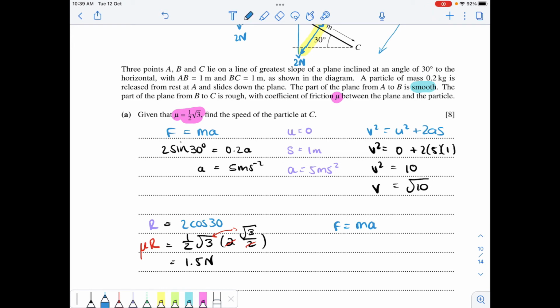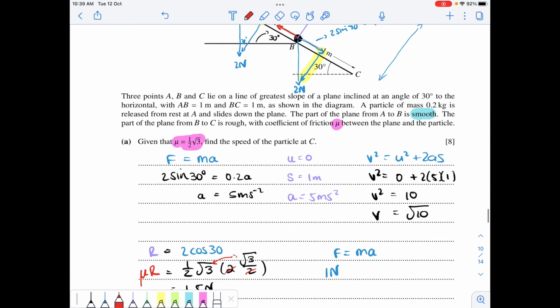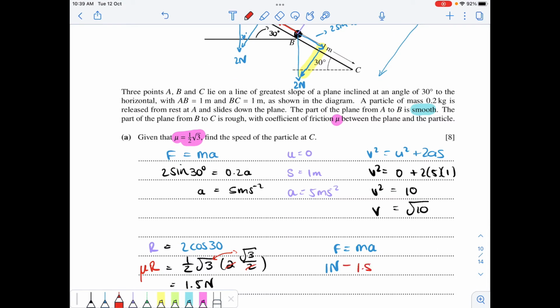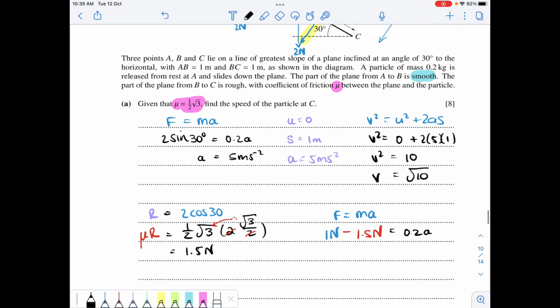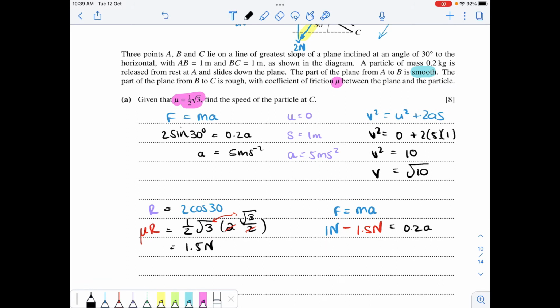So we have 1 Newton acting in the direction of motion down the hill, and we have 1.5 newtons acting in the opposite direction. The mass is unchanged at 0.2, and the acceleration is what we're trying to calculate. So we're going to end up with minus 1/2 equal to 0.2a, and solving for a, we will get minus 2.5 meters per second squared. Okay, so the object is decelerating towards C.